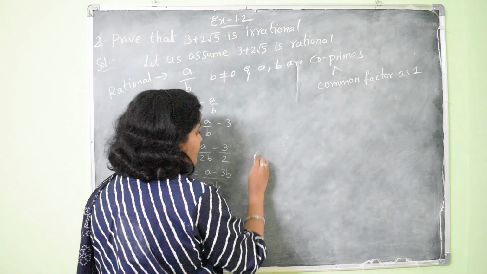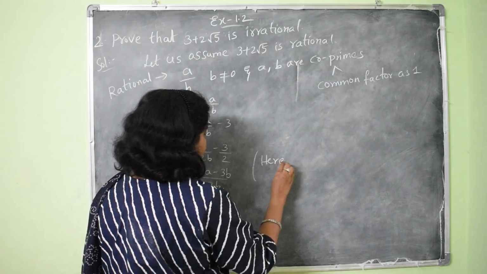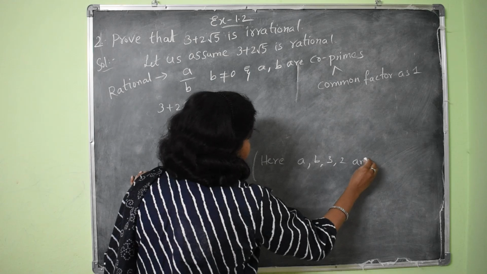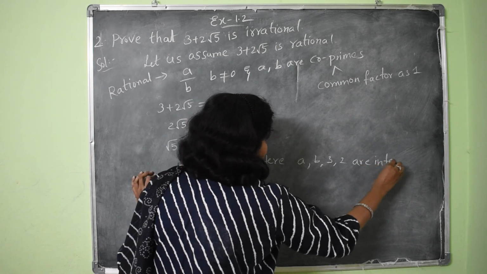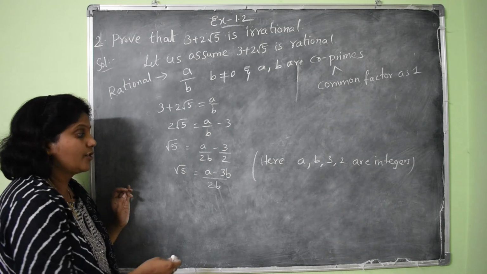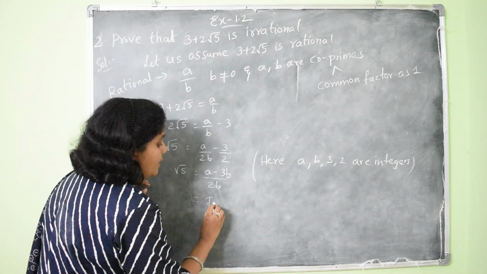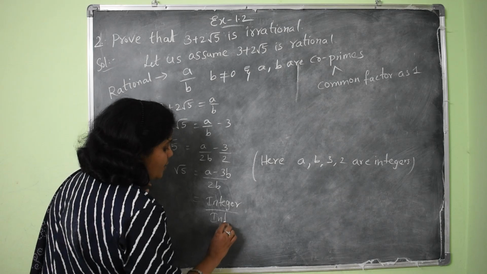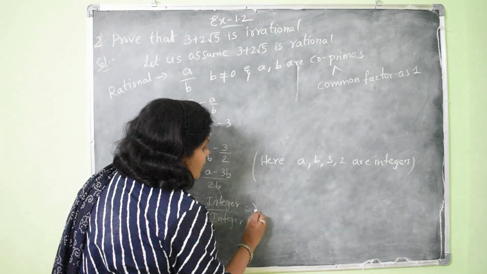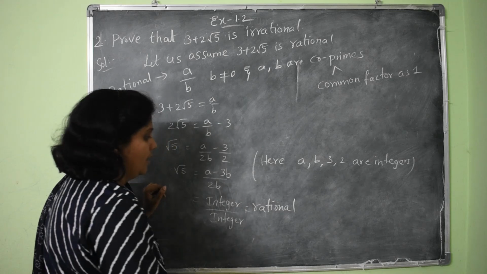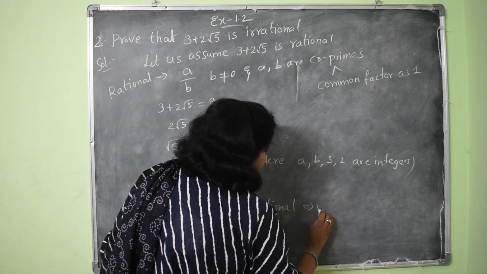So a, b, 3, 2 are all integers. Integer by integer is rational only. So root 5 is rational.